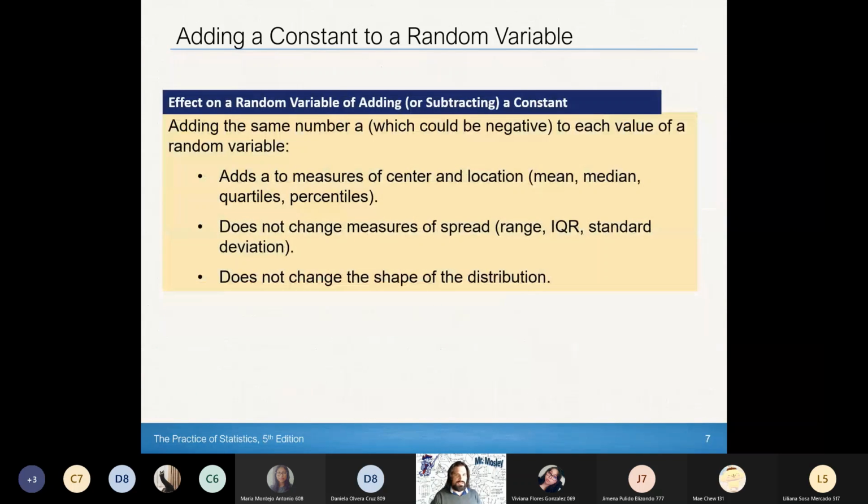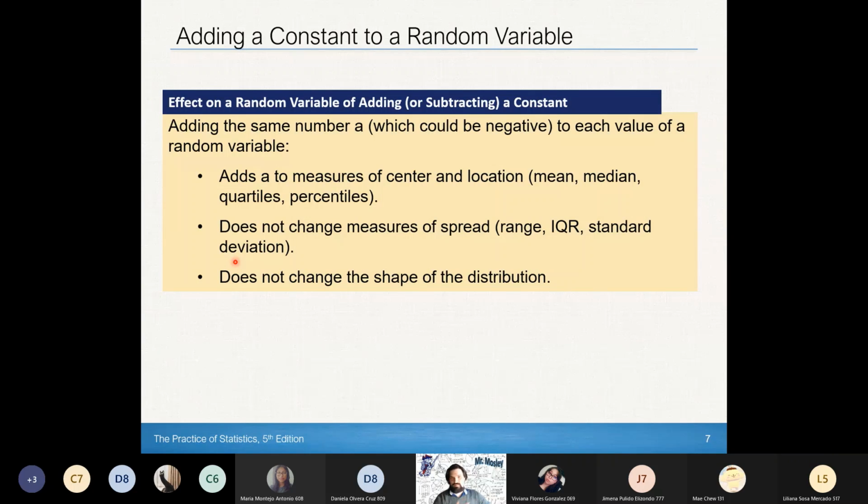So then, to sum that up, the effect on a random variable of adding or subtracting a constant. Adding the same number, a, which could be negative. Essentially, when you subtract 100, you're adding negative 100 to each value of a random variable. This will add a or subtract a to measures of center and location: mean, median, quartiles, percentiles, but does not change measures of spread: range, IQR, and standard deviation.